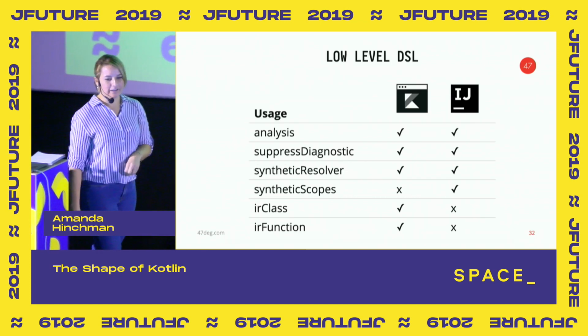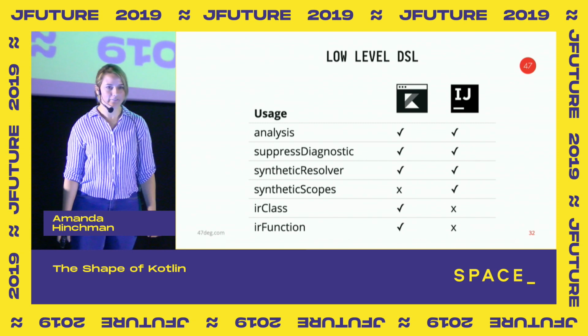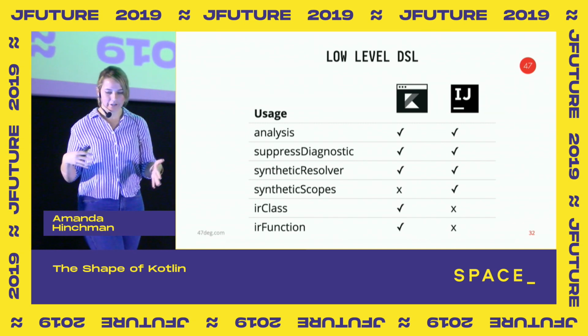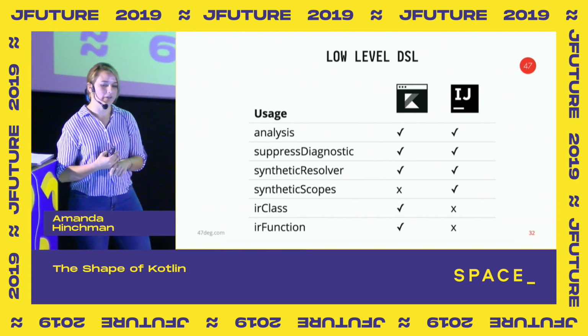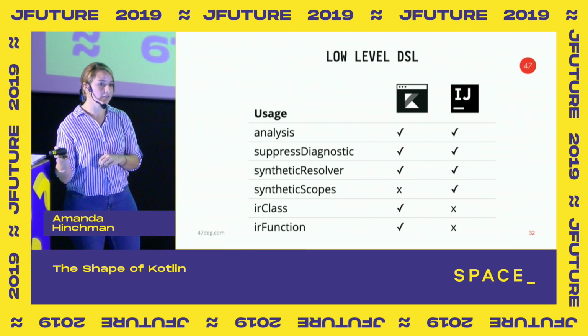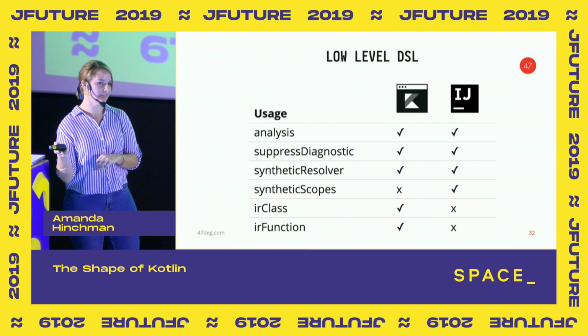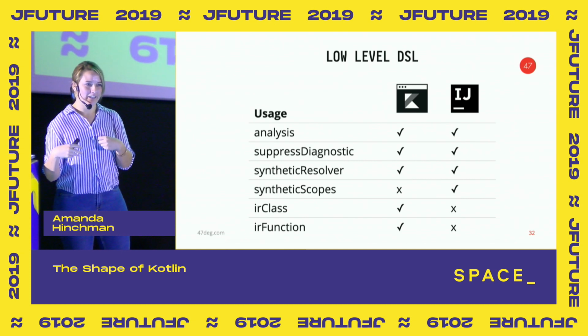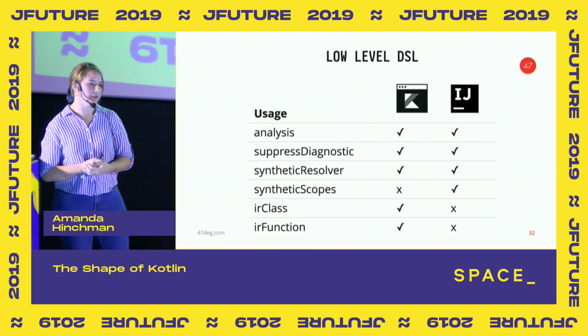We also have other low-level DSLs, which is great because we have things like IR class and IR function. We have the ability to suppress diagnostics. This is super helpful for us, especially when we want to override certain types, like take different sources of packages, and it might freak out in the IDE, but it allows you to build and run otherwise.